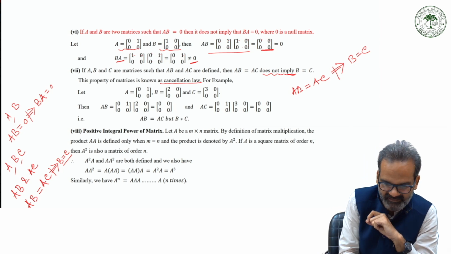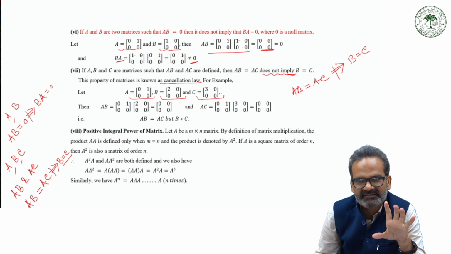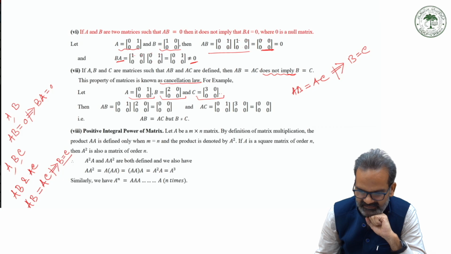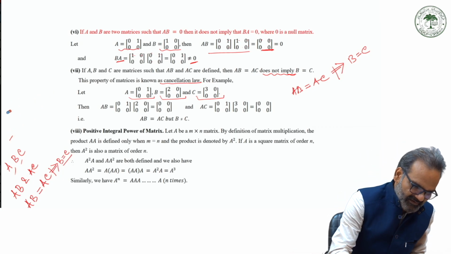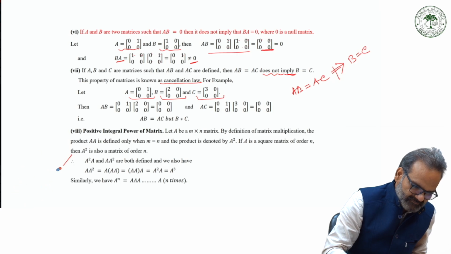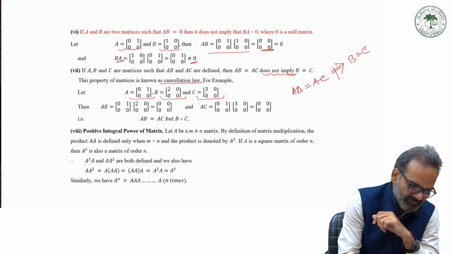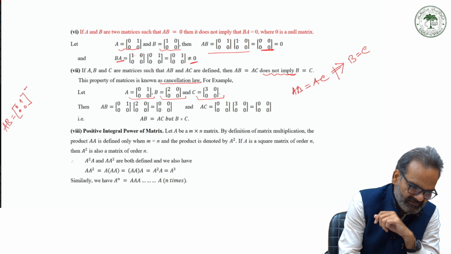See by this example, let us take the matrix A is this, B is this and C is this. We have taken these three matrices. Find out the product AB. I think you can very easily find it. AB is simply, what is A? A is 0, 0, 1, 0. And B is 2, 0, 0, 0.